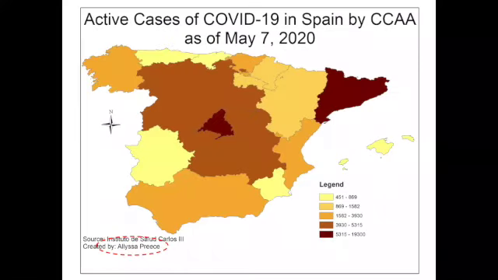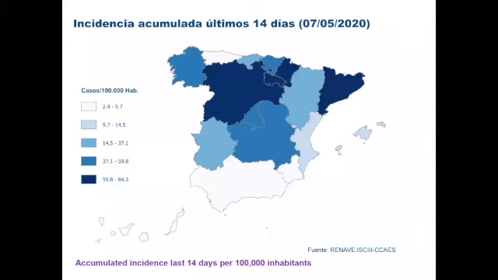This is actually the prevalence map as of yesterday. And I asked my student, Alisa Priest, to create this map barely an hour ago. And she brought this back to me, which is fantastic, using ArcGIS. There are about 66,000 active cases right now in Spain. And if you go to the official website, you also have the accumulated incidence data for the last 14 days reported per 100,000 inhabitants.